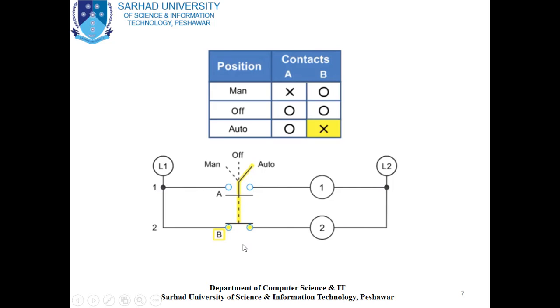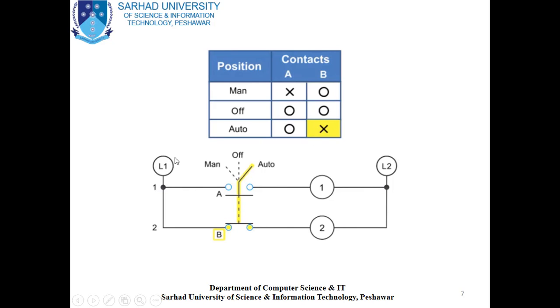In this case, you can see that the selector switch is in auto position. Auto means automatic position. Here you can see that the B position is closed. In the truth table, you can also see that in position auto, automatic position, the B contact is closed.